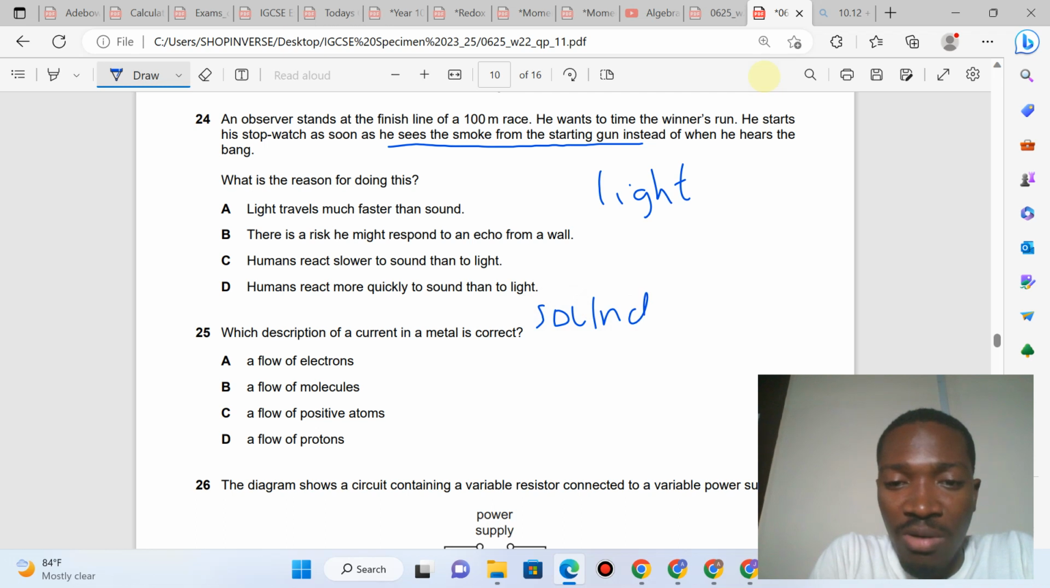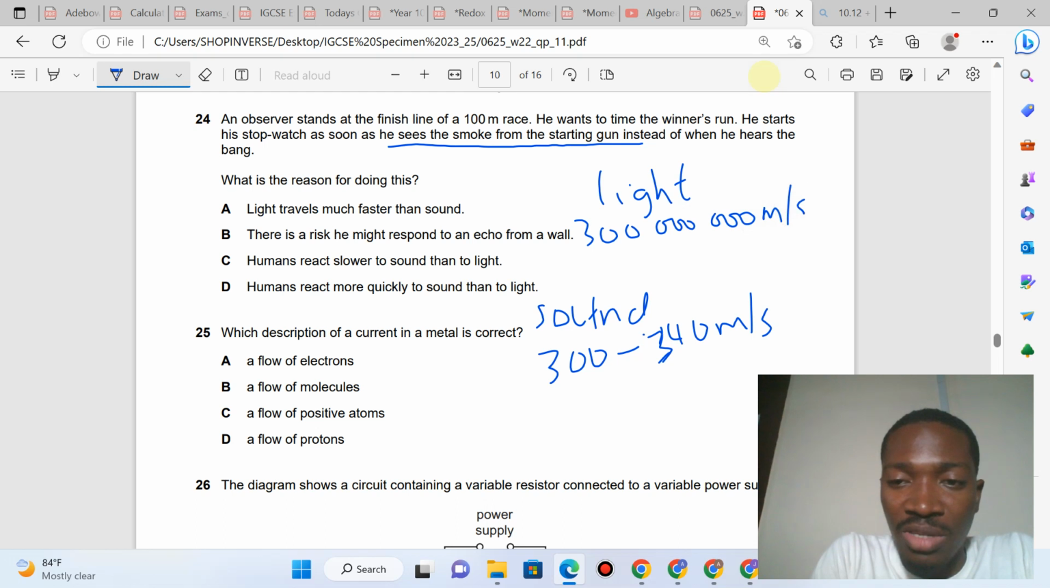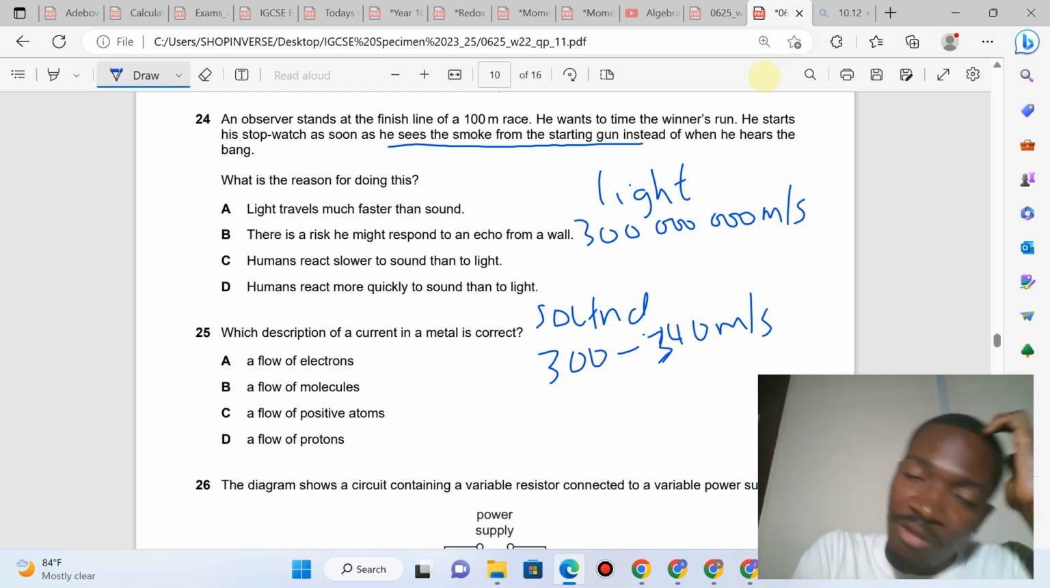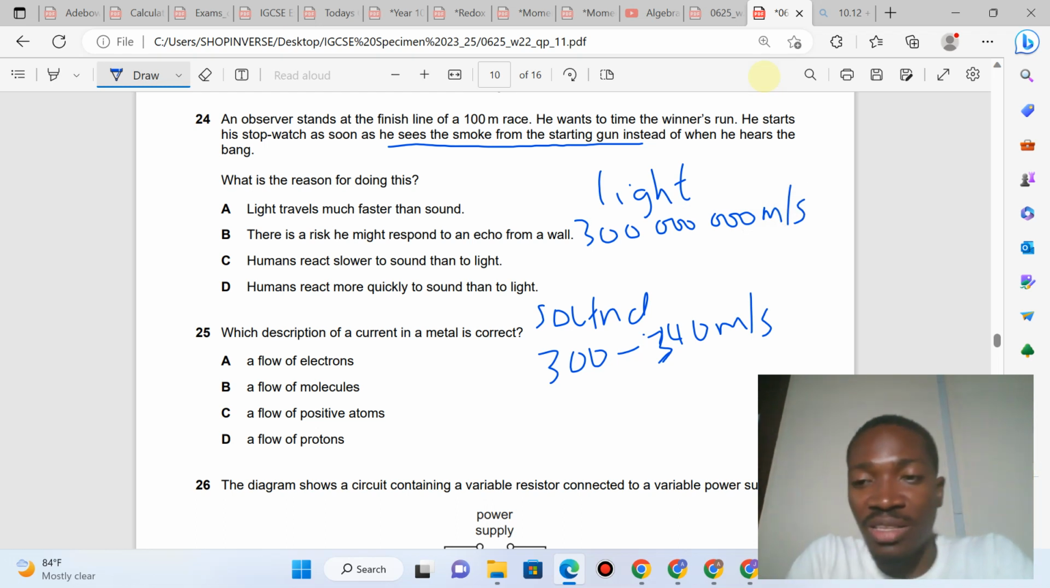What's the speed of sound? The speed of sound in air is around 300 to 340 meters per second. What is the speed of light? The speed of light is 300 million meters per second. That tells you that light travels faster than sound. In fact, light is about a million times faster than sound.